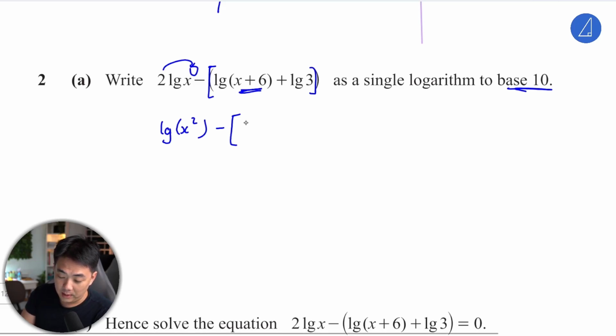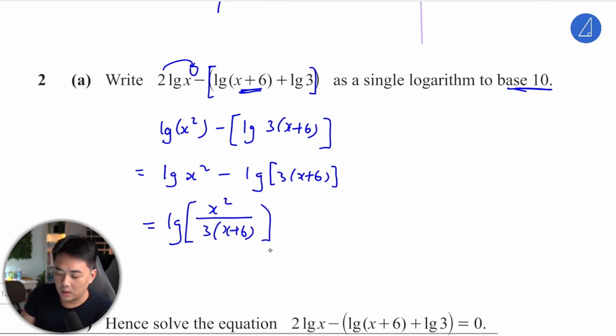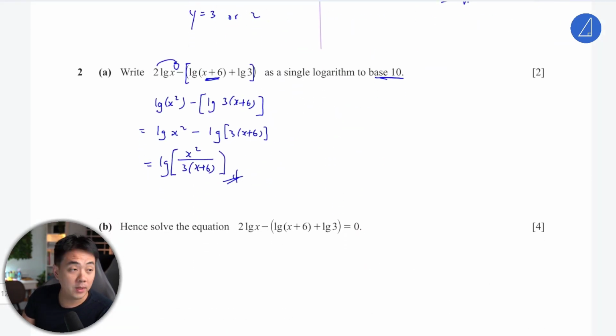This is log a plus log b, which is log of 3 multiplied by (x plus 6), so just multiply them. Then we have log x squared equals log 3(x plus 6). Should I distribute? I'll just leave it there as 3(x plus 6). Then this is log a minus log b, so we take log a minus log b as log a over b. Just leave it. So this is the single logarithm to base 10.